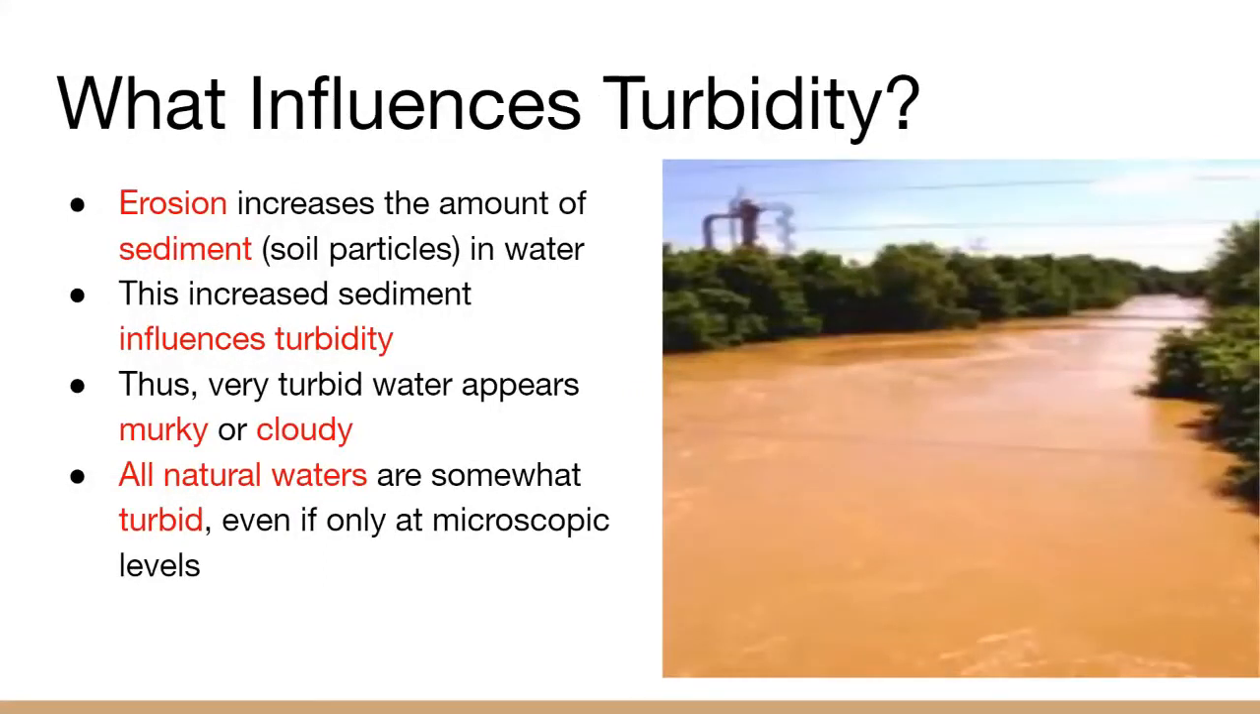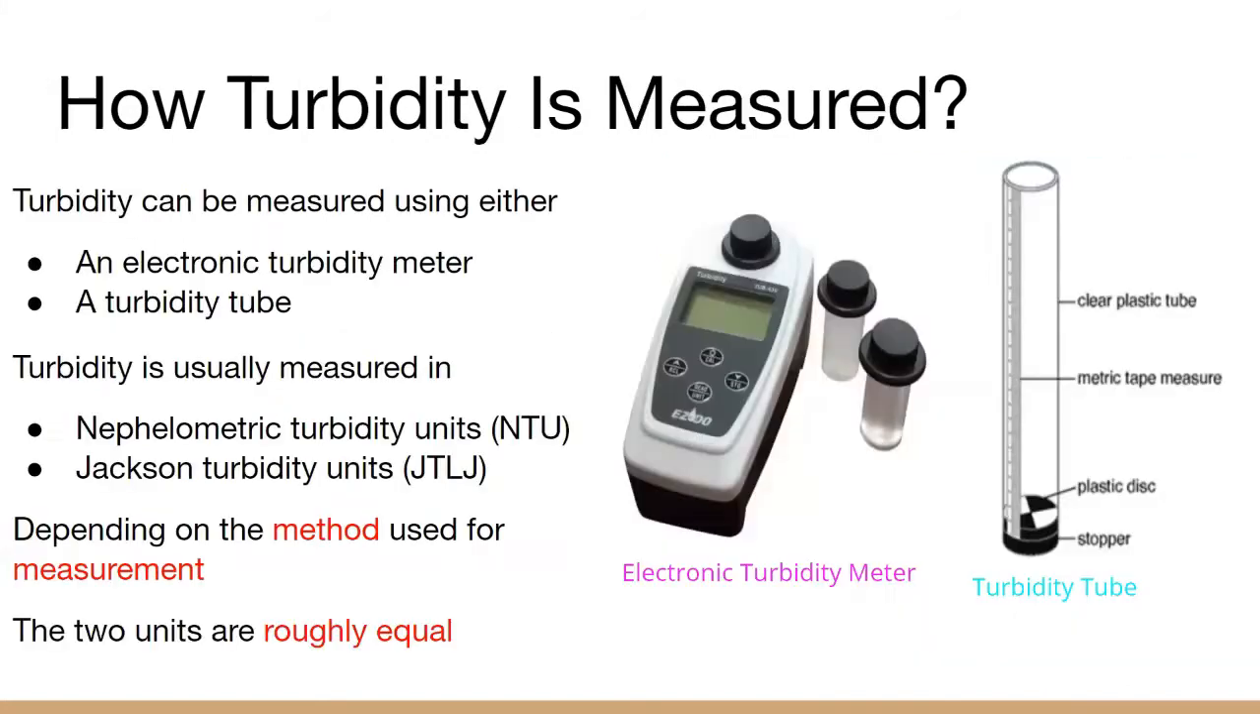So the cause of turbidity is mainly erosion. Erosion increases the amount of sediment or soil particles in water. This increased sediment influences turbidity. Thus, very turbid water appears murky or cloudy. All natural waters are somewhat turbid, even if only at microscopic levels.